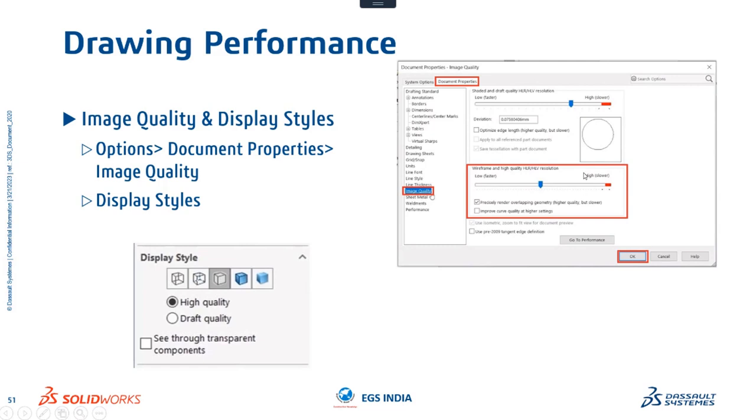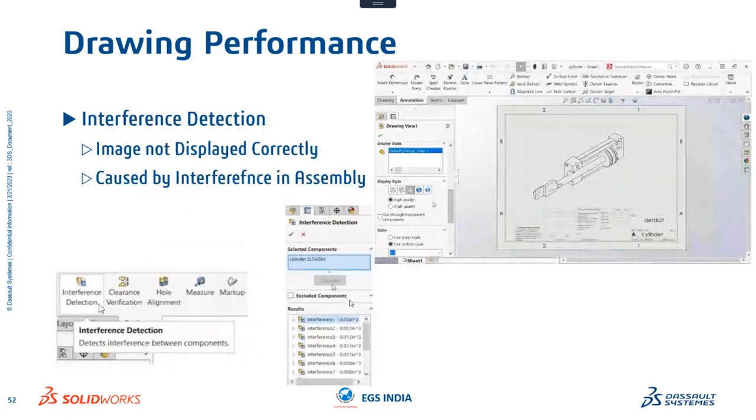There you can slide the particular slider for wireframe and high quality, hidden lines removed, hidden lines visible resolution. You can set it to your optimized level so you can work faster. And also if you're having any display issues, you can switch to hidden lines removed or hidden lines visible. And you can also check with the high quality or draft quality view to overcome that type of issue.